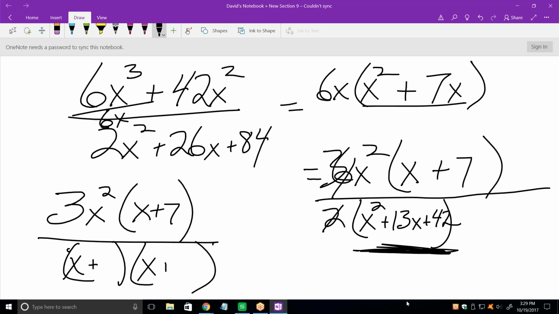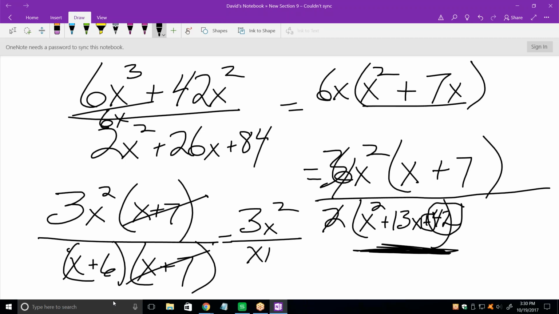Now, the third rule is slightly different. We want factors of 42 that don't subtract but add, because that's a plus sign. We want factors of 42 that add to 13. So would it be 6 by 7? There you go. And since both signs are the same, we could put the 6 there and the 7 there, or we could do it vice versa. And again, we have a linear factor that cancels. So our final answer is 3x squared over x plus 6.